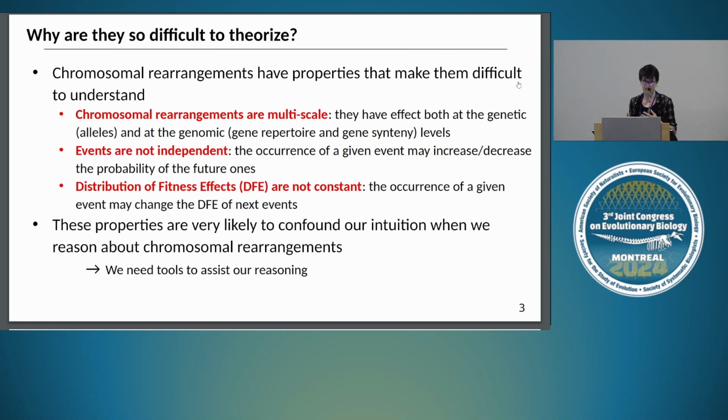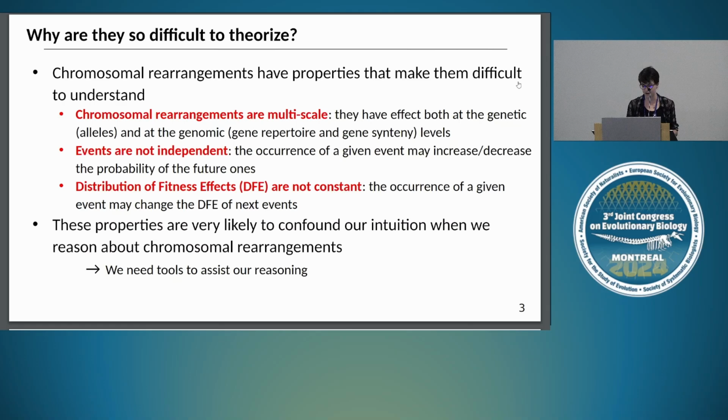They are multi-scale events because they change the genetic sequence at the point of the double-strand breaks, but they also change the genomic level of organization by changing the gene repertoire and gene synteny. They are not independent from one another because any chromosomal rearrangement can change the probabilities of future ones. So if you delete a gene, you cannot duplicate it afterwards. And as a direct consequence of that, the distribution of fitness effect is not constant and changes at every chromosomal rearrangement.